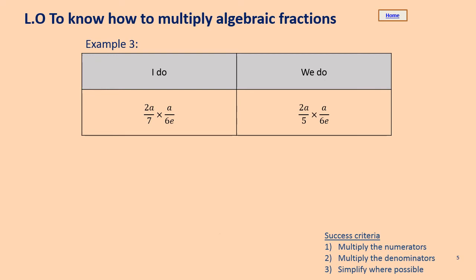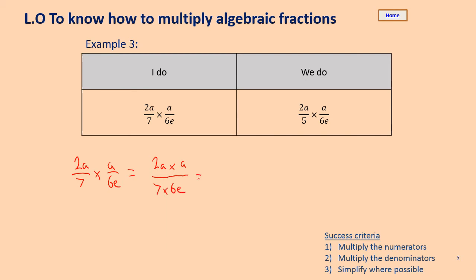Okay, so example 3, this is the final example I'll take you through before I give you some questions to practice yourselves. In this one we've got 2a over 7 times a over 6e. So again, multiply the numerators and multiply the denominators and simplify where possible. So on the top we're going to have 2a times a, on the bottom we're going to have 7 times 6e.